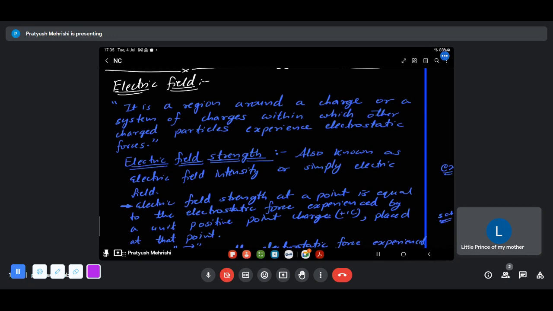So the region around a charge where its influence can be experienced by other charges is called the electric field region. It means electric field is present there. It means we are within the field of some charge, because we are able to experience a force due to the presence of some other charge. That charge we call a source charge. Okay.